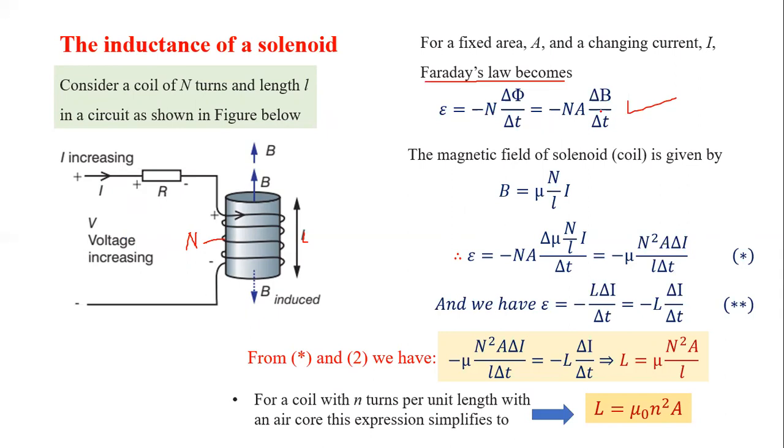Taking this formula and using it, in place of delta B we put this in, over delta t, which gives us mu N square A times delta I over L delta T.